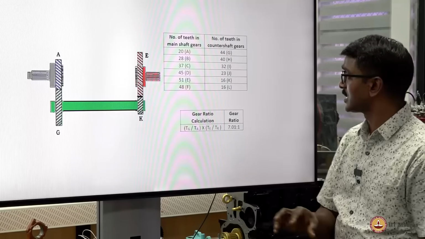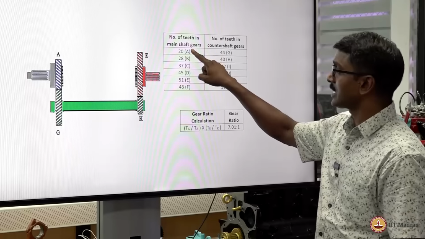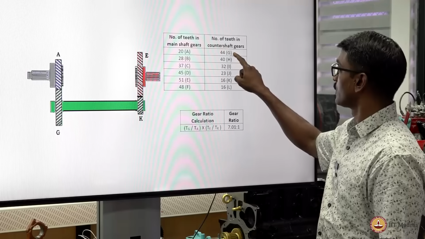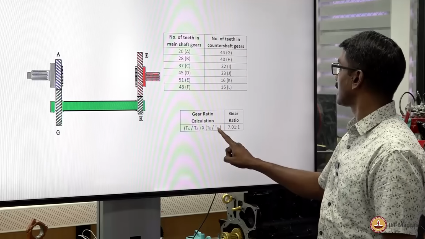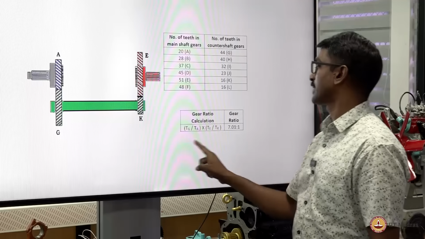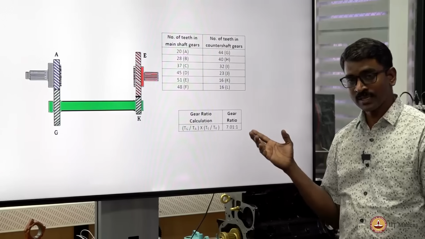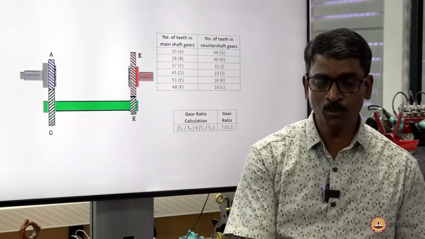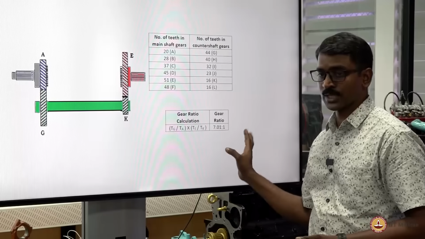For this particular gear, as you see, gear A contains 20 teeth and gear G contains 44, and gear E contains 51, gear K contains 16. If you calculate like this, you would end up with 7:1, meaning the input shaft has to rotate 7 times in order to drive the output shaft once. So, this is the first gear ratio.